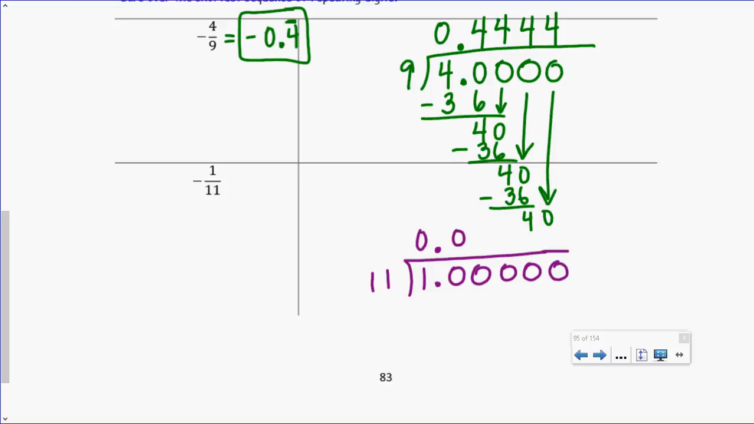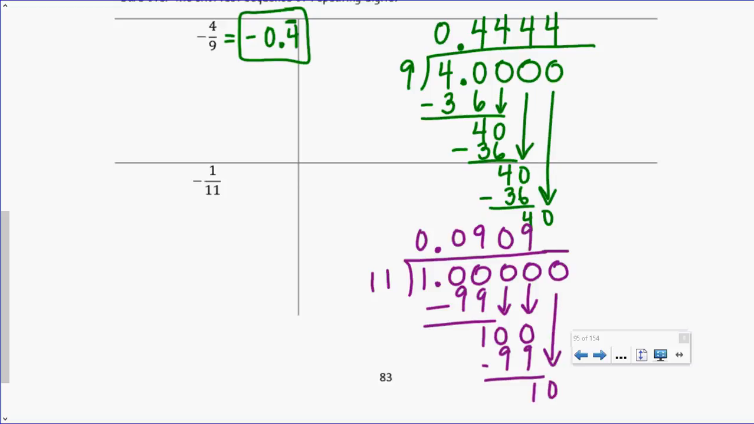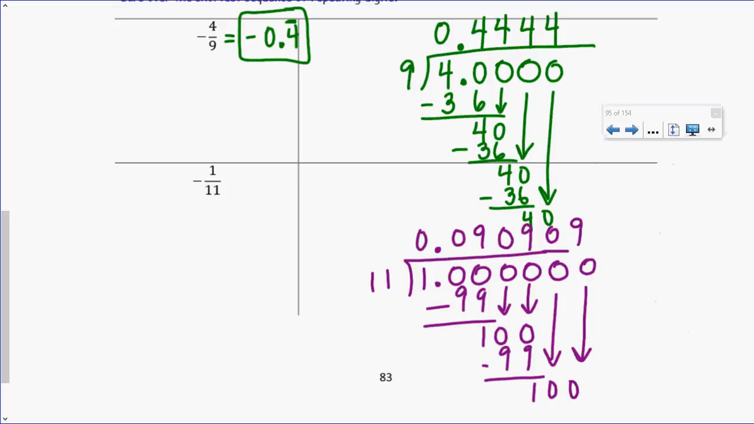Now I need to think how many times it goes into 100. And that's 9, because 9 times 11 is 99. All right, when I subtract, I get 1. But watch this. It doesn't go into 10, so we have to put a 0 above that place value. Now I can bring down another 0 and say, okay, it goes in 9 times. 99, 1, bring down the 0. It doesn't go in. I think you're realizing that it's going to be repeating again. So let's go ahead and just put a repeating bar over the ones that repeat.